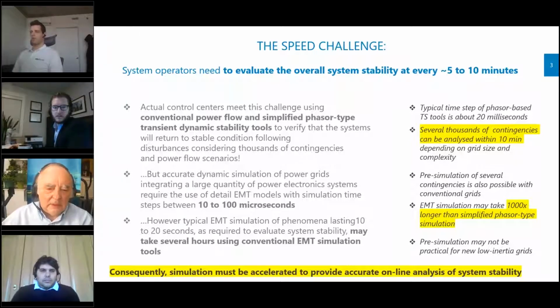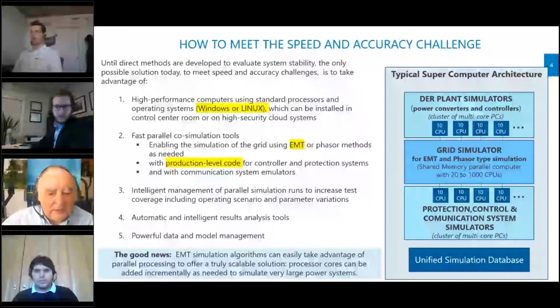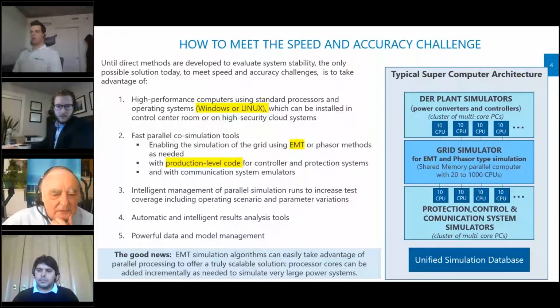So the problem is how can we accelerate this type of simulation? Over the last 10 years, we have succeeded in implementing quite large clusters. The idea is to use standard, really off-the-shelf computers running under Windows or Linux, and to implement it on available supercomputers, which could be cloud-based or could be an in-house server.